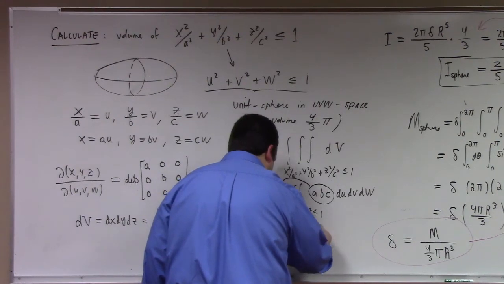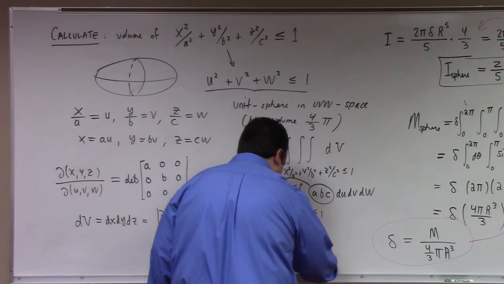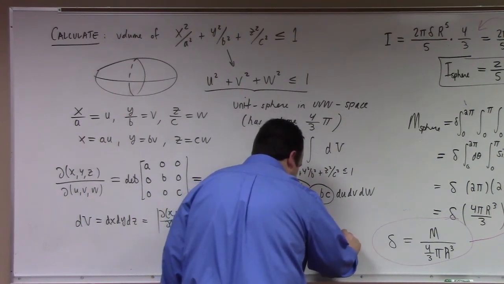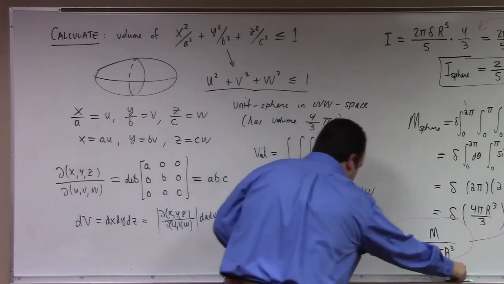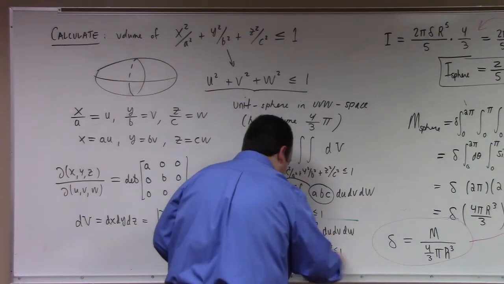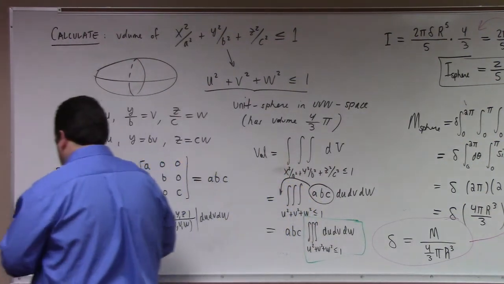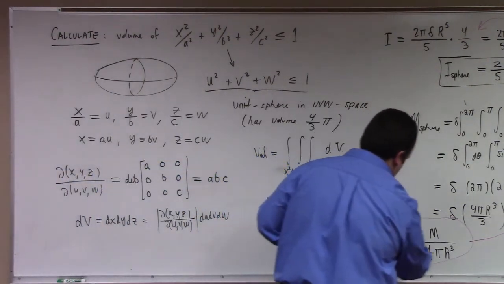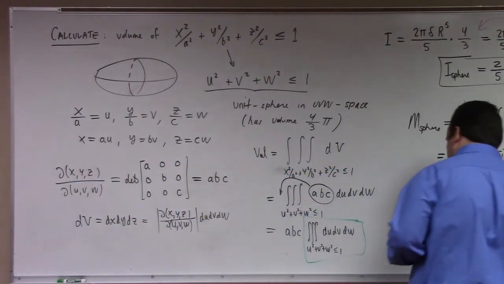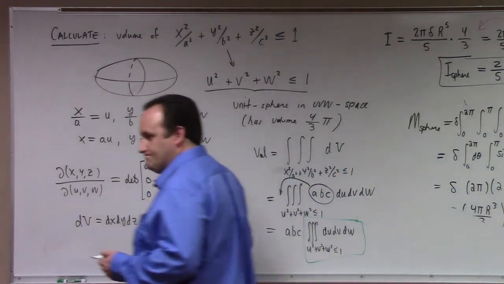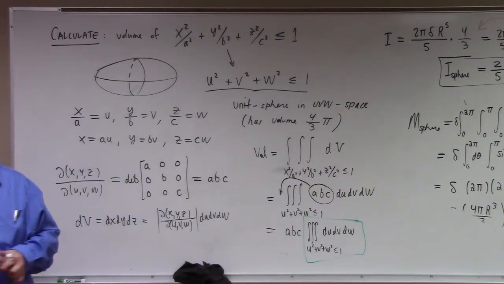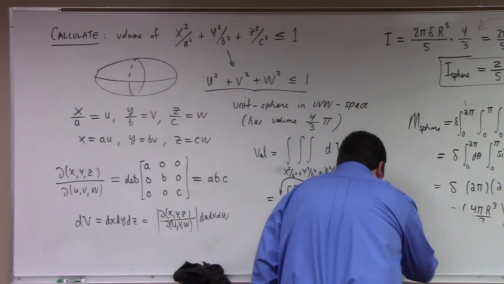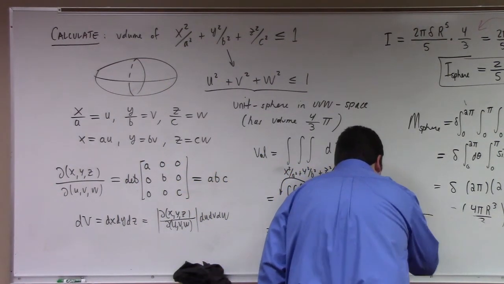What's the integral of u squared plus v squared plus w squared less than or equal to 1 du dv dw? What does that mean? This thing I just boxed in green. What is this? That is the volume of the unit sphere, which is what? Yeah, 4 pi over 3. So the answer here is 4/3 pi abc. That is the volume of an ellipsoid.